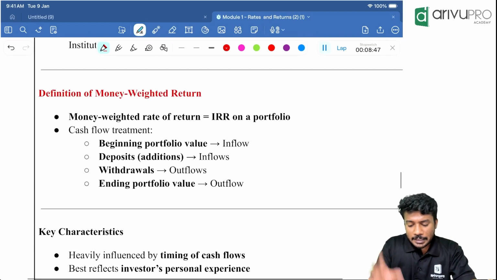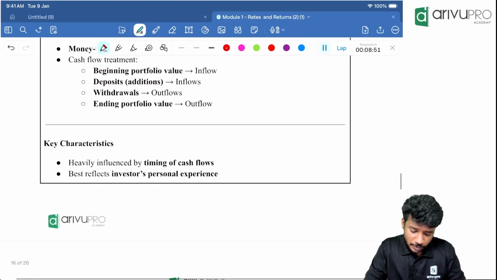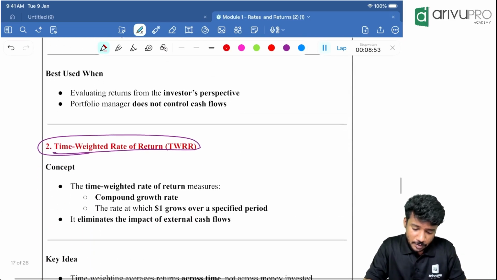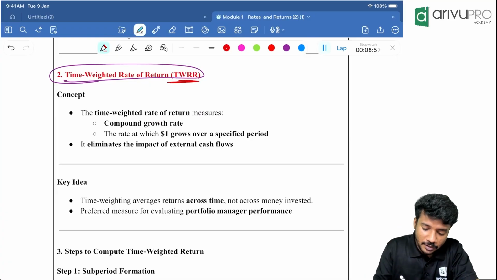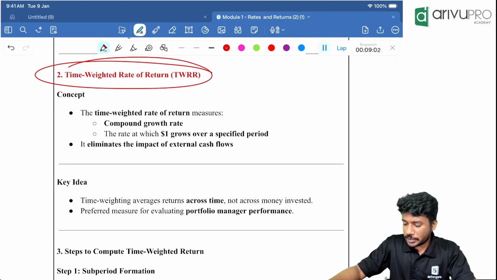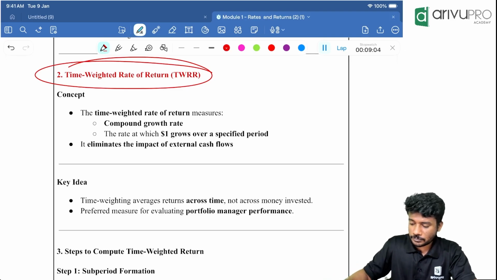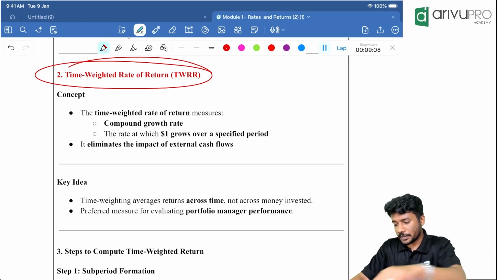Now, the definition of money weighted return, we already discussed. Now coming to the time weighted rate of return. Make a note of it. Time weighted rate of return.